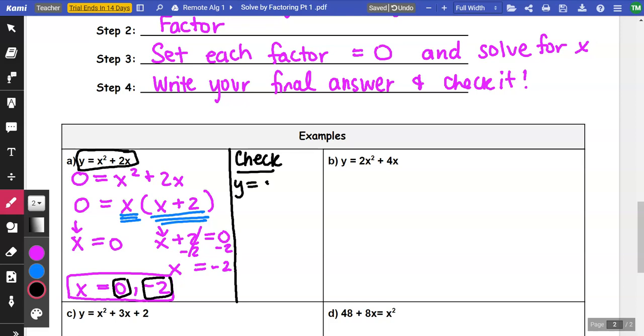Y is equal to x squared plus 2x. Let's plug in 0 first. So 0 squared plus 2 times 0. Y is equal to 0 plus 0. Y equals 0. That checks out.